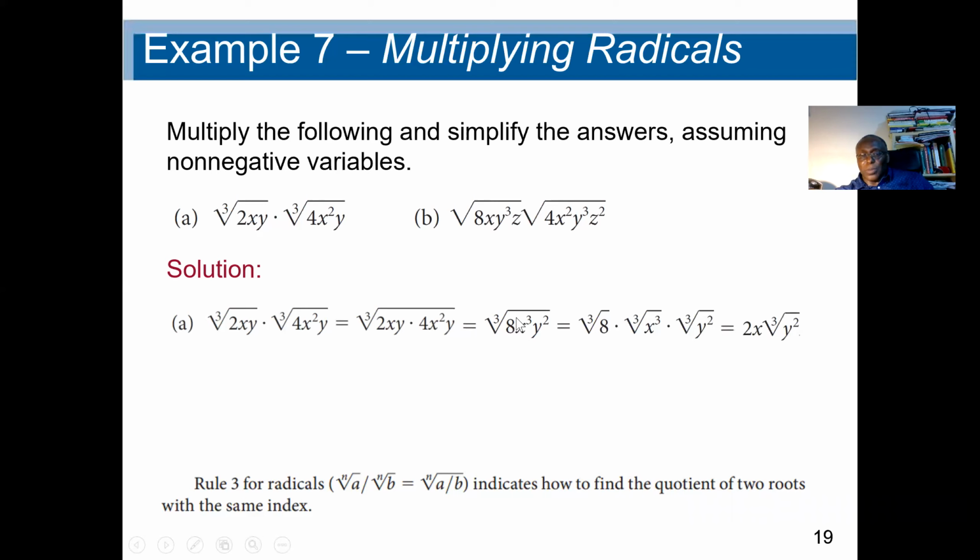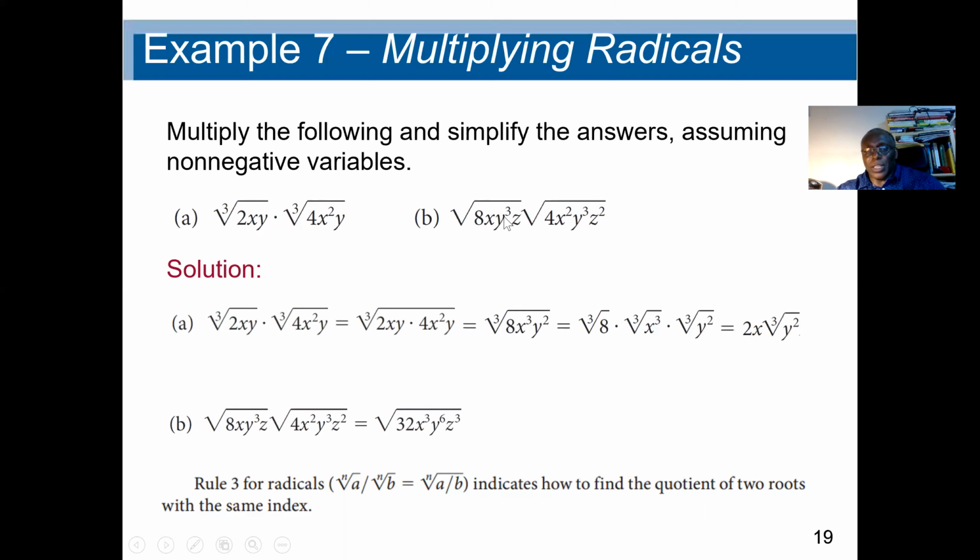8 also is 2 to the power 3. And since I have a cube root, which is 1/3, 1/3 times 3 will give me 1. So that's why we're able to take the 2x out. But y we couldn't because it's 2 and 1/3. So we leave the y. So the final answer will be 2x cube root of y squared.